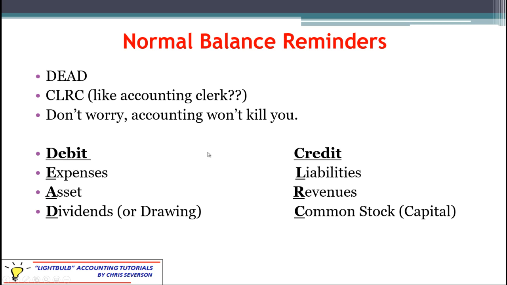And just another reminder on the normal balances, we have this mnemonic device. The DEAD, D-E-A-D, debit accounts include expenses, assets, and dividends. And the next one would be CLRC, C-L-R-C. Your credit accounts include liabilities, revenues, and common stock. Now keep in mind when we say normal balance, that's what you do to increase an account. If you want to decrease the account, you do the exact opposite.